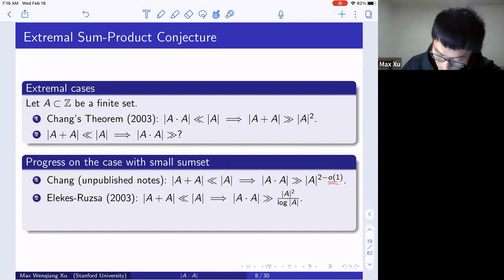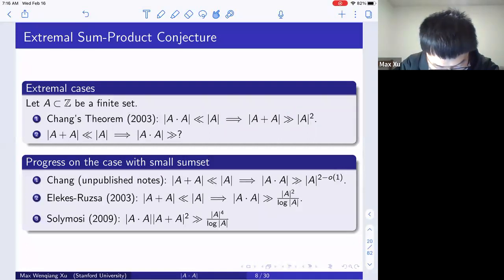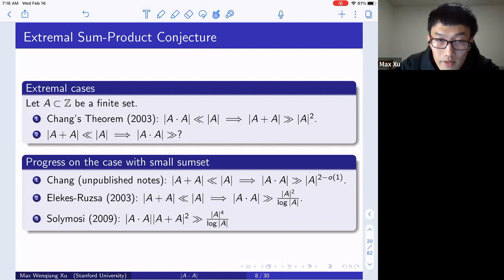But in another very remarkable paper, Solymosi proved something. I think the title of the paper is "Bounding Multiplicative Energy by the Sumset." He proved the following: the product of the product set and the square of the sum set is at least A to the fourth power over log A. As a corollary, if we just plug in that the size of the sum set is small, then you get that A dot A is at least A squared over log A. So Solymosi's result is more general, and in particular, he can recover this result of Elekes and Ruzsa.